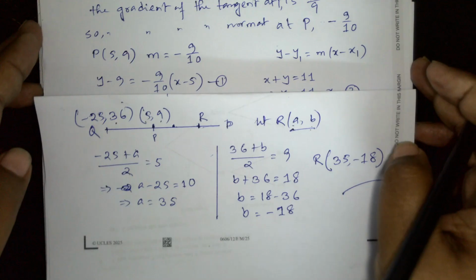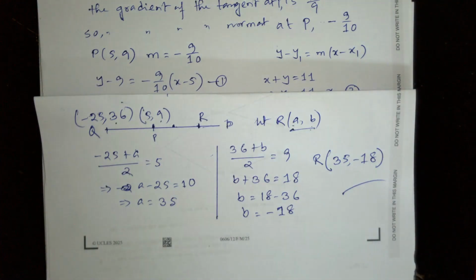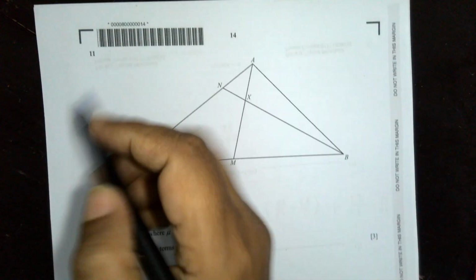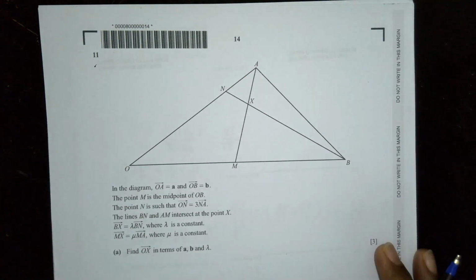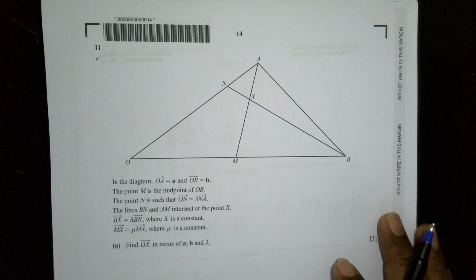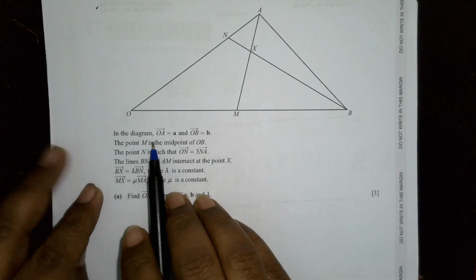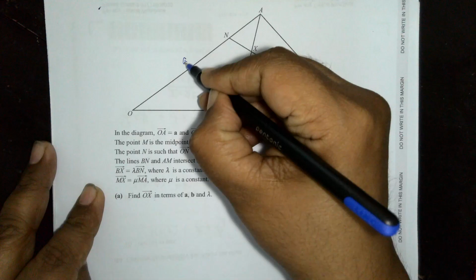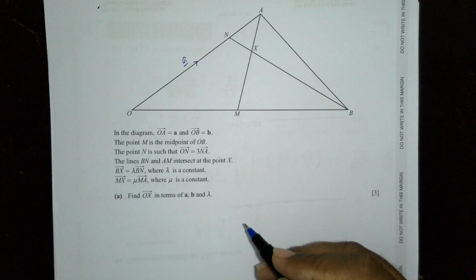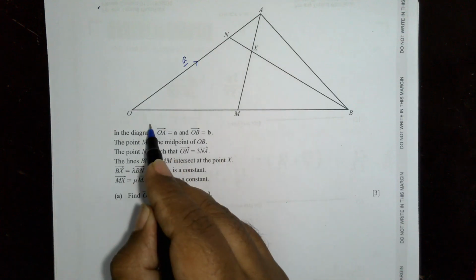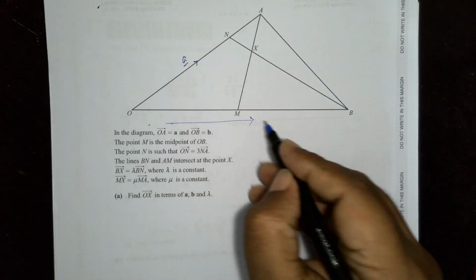So can we go to the next question? Yes, you can. This is our question number 11. This is vector math, a huge picture in front of us. Let's read what they have told us about this given picture. It says that in the diagram, OA is a, that means from O to A is a. Let me give the direction as well. And OB, the entire thing, is O to B, not this O to M. This entire O to B is b.